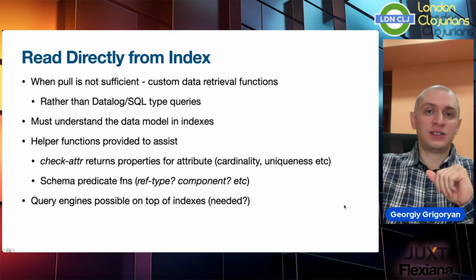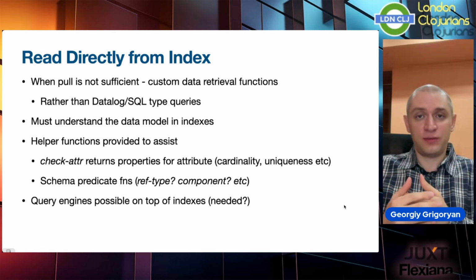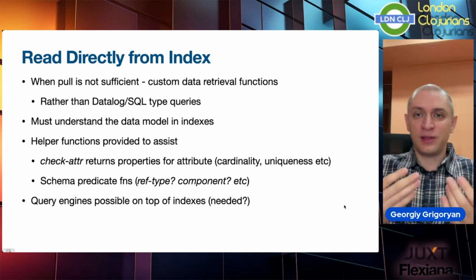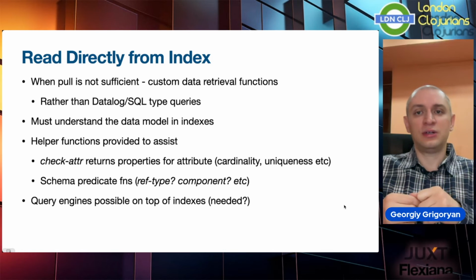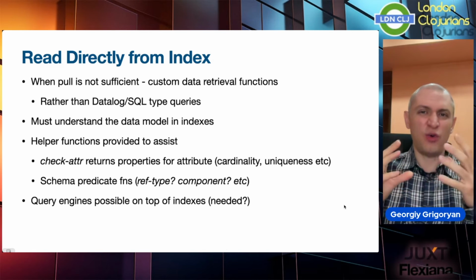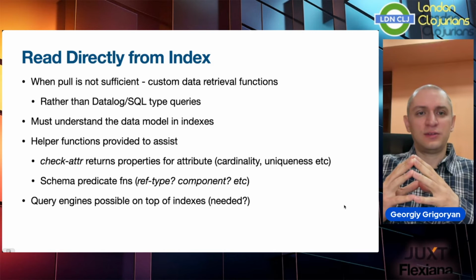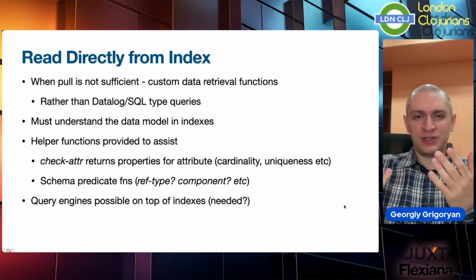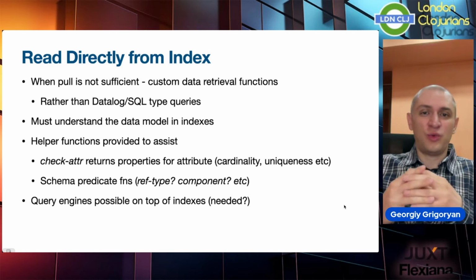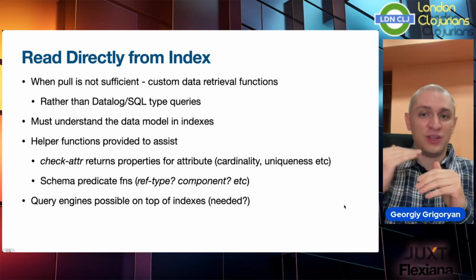And so this brings us to reading directly from index. So as mentioned, when pull is not enough for our needs, we don't have Datalog or any kind of declarative query language, because we're hoping to just hand code it because it's going to be not common, and we're hoping to squeeze more performance out of it and a smaller footprint. And so in order to do this, we kind of need to understand the data model in the indices. And so we need to understand certain things about our attributes, like cardinality and uniqueness.